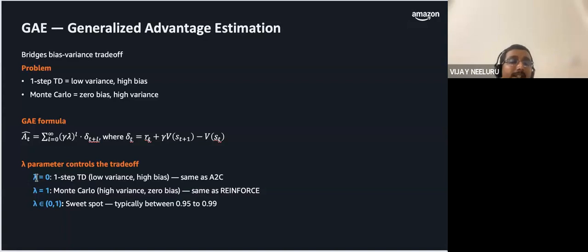So let's see how varying lambda changes the bias and variance trade-off. If we take lambda equal to 0, then this equation collapses into the one-step temporal difference, which is low variance and high bias, the same as actor-critic. Lambda equal to 1 collapses into Monte Carlo, which is high variance and zero bias, the same as REINFORCE. Any value between 0 and 1 balances the two, bias and variance, achieving a sweet spot for stable and rapid policy improvement.